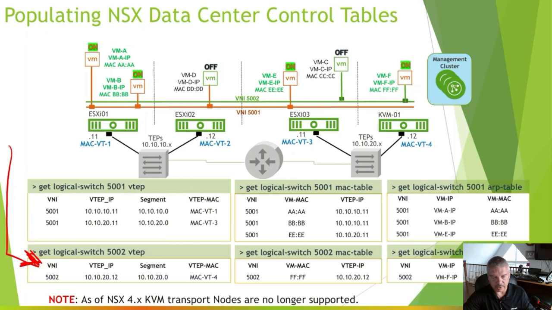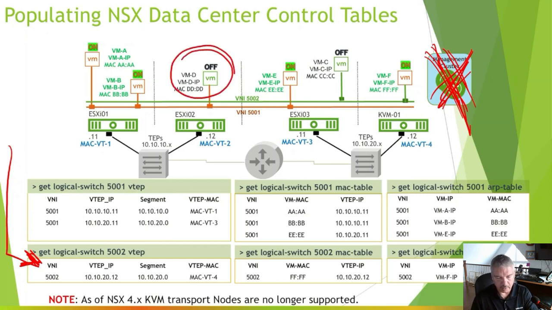One of the questions I usually get is what happens if the central control plane dies, right? Central control plane dies. These tables still exist inside your transport nodes, so communication still works. Where does it fall apart and you start having issues? It's if your central control plane died, you lost all three nodes. If all of a sudden I decide I'm going to power on VMD here, I'm going to power it on, right?